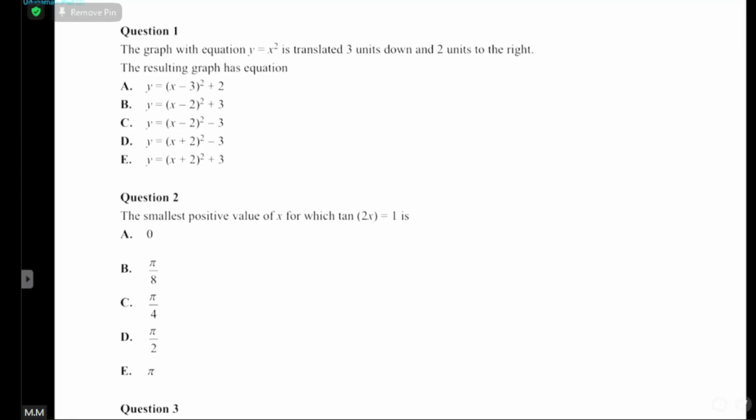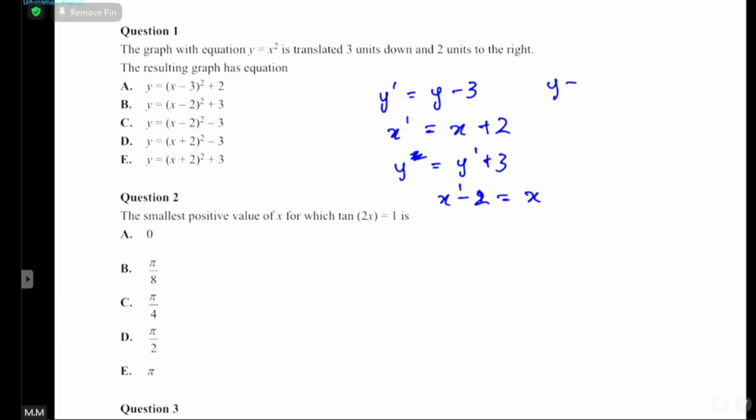The graph is translated 3 units down, so y dash is equal to y minus 3, and x dash is equal to x plus 2. That means y is equal to y dash plus 3, and x dash minus 2 is equal to x. So when you sub that in, you get y dash plus 3 is equal to x dash minus 2, whole thing squared. So that means y is equal to x minus 2, whole thing squared, minus 3.